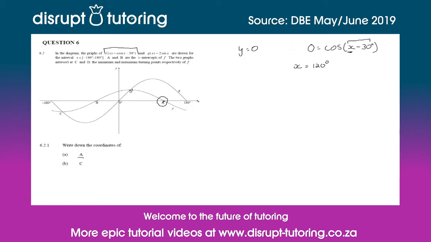So x is 120 degrees, and you can see that because this cos graph has been shifted to the right by 30 degrees. Because this is about 90, it means it's been shifted by 30. That means it crosses the x-axis at 120 degrees. So for A, the coordinate A will be 120 and 0.